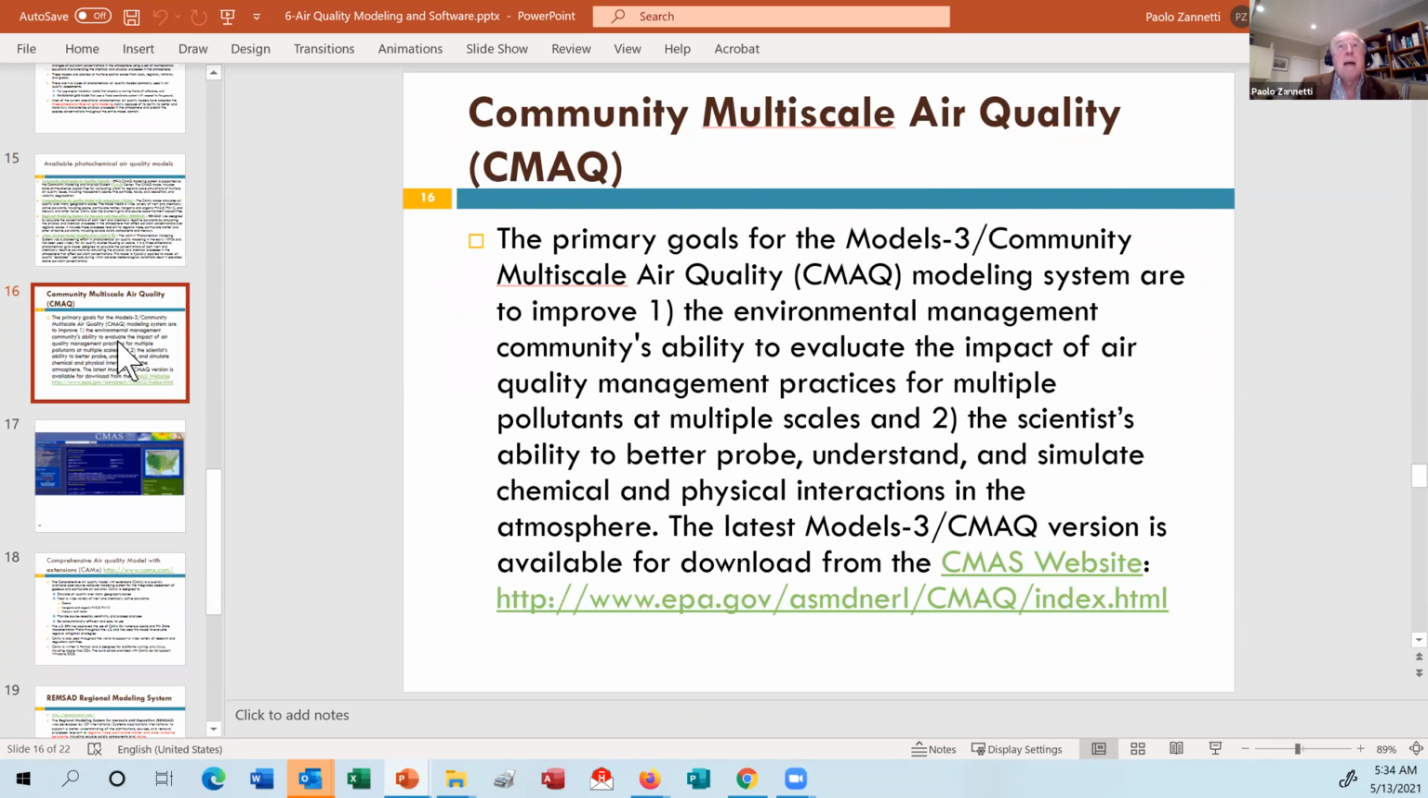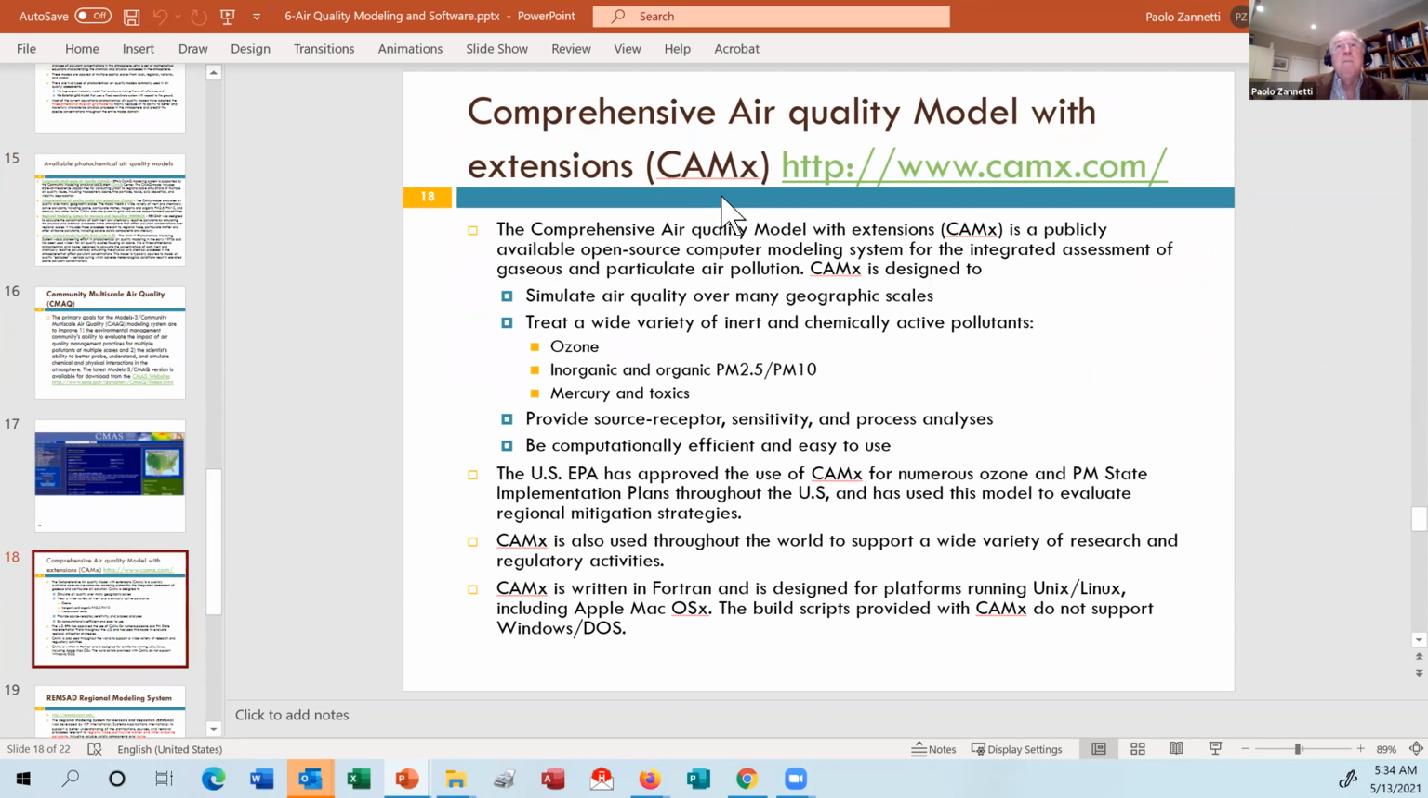So this is CAMEX, the one I recommend. This model also treats mercury and air toxics, not just the photochemical smog, but also mercury and the reactions of mercury in the atmosphere and the air toxics like benzene and so on. So it's a complete model for application on an urban scale, like at least 50, 100 kilometers, or a continental scale, like northeastern United States or Texas.